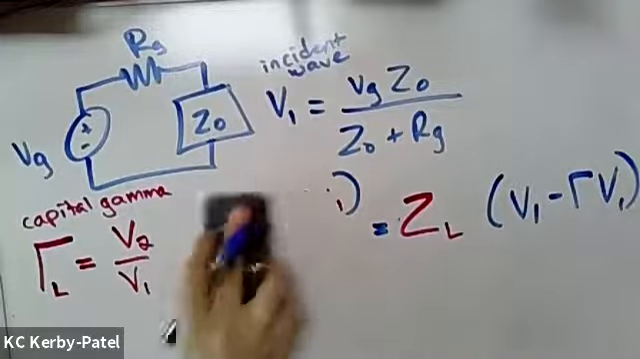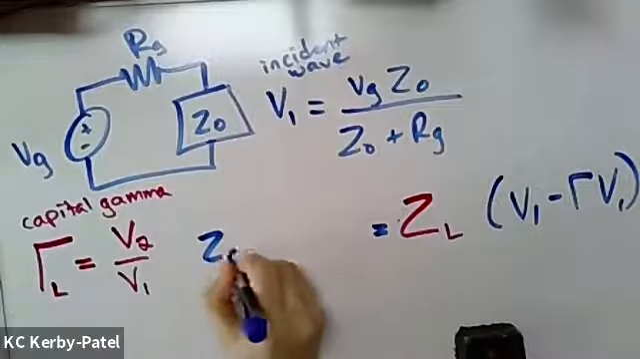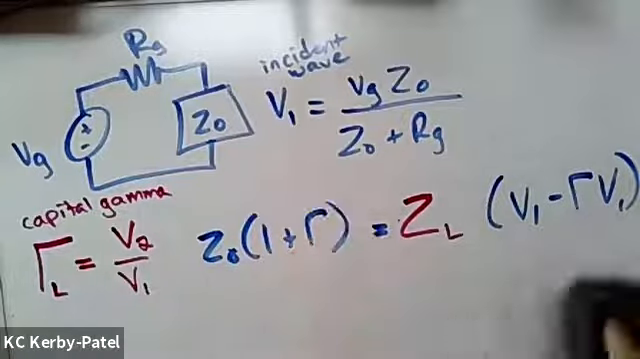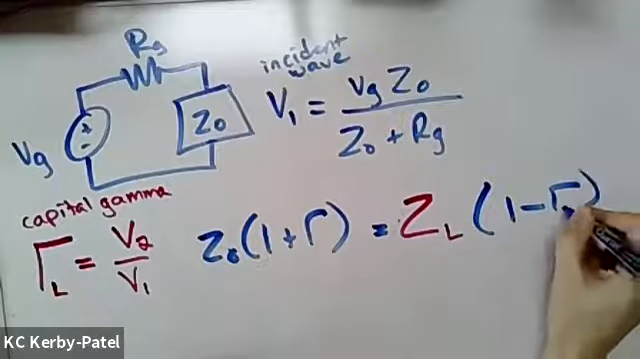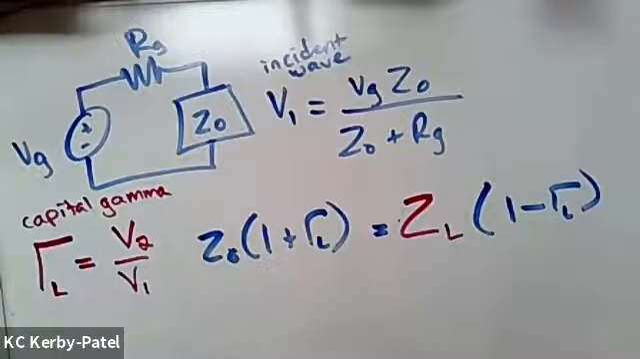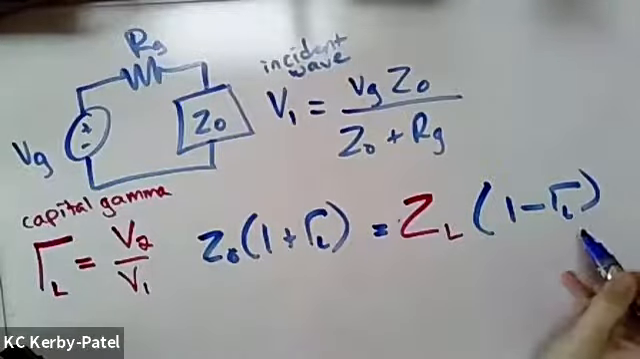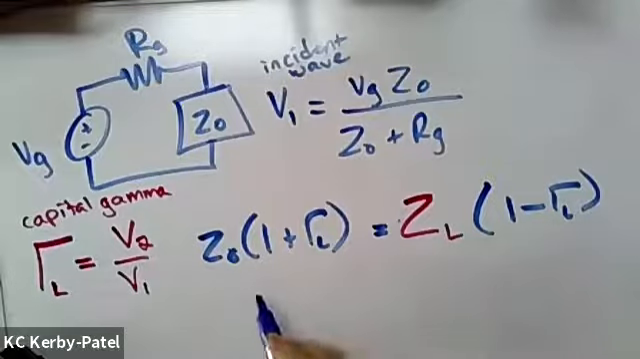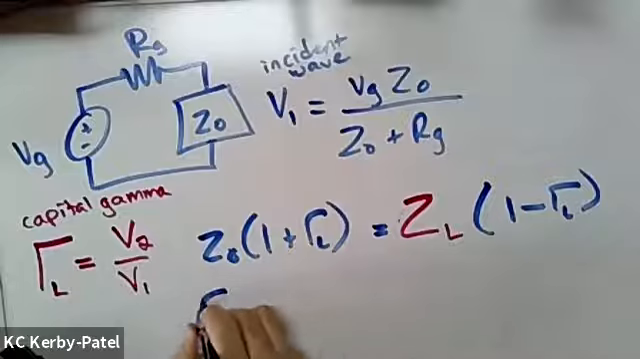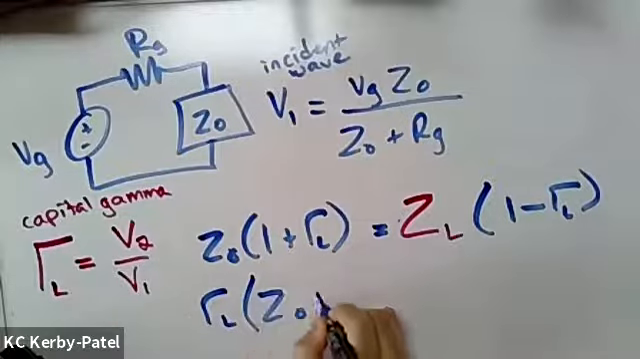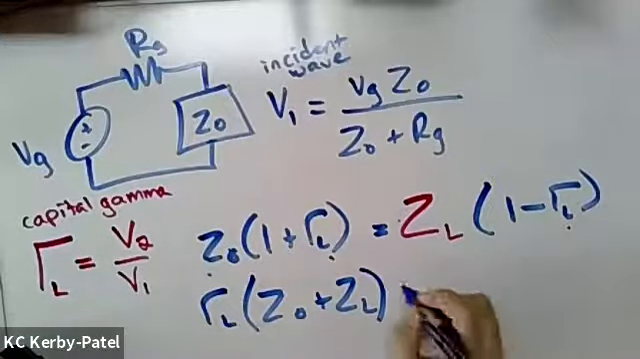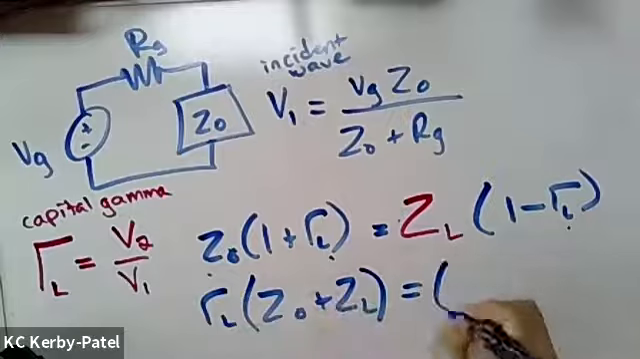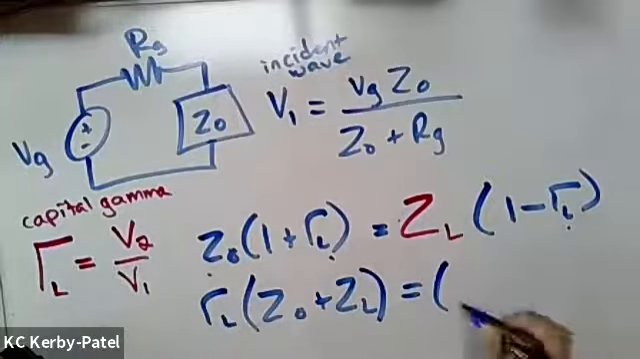And if I do that, I end up with Z naught times 1 plus gamma equals ZL times 1 minus gamma. Oh, gamma L, excuse me. And here I want to solve for gamma. So I'm going to collect all the gamma terms on one side and all of the not gamma terms on the other side. So I end up with gamma L times Z naught plus ZL, because I've got this term and also this term, is equal to ZL minus Z naught.